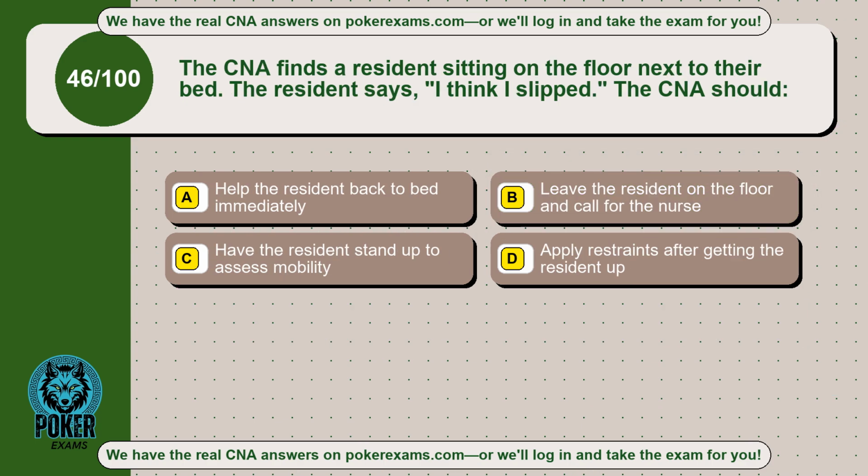Question 46. The CNA finds a resident sitting on the floor next to their bed. The resident says, "I think I slipped." The CNA should: Option A. Help the resident back to bed immediately. Option B. Leave the resident on the floor and call for the nurse. Option C. Have the resident stand up to assess mobility. Option D. Apply restraints after getting the resident up.